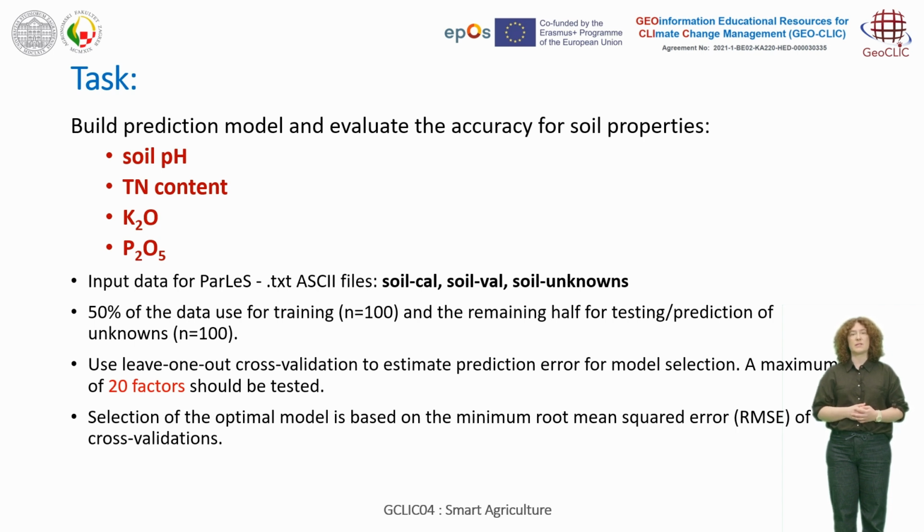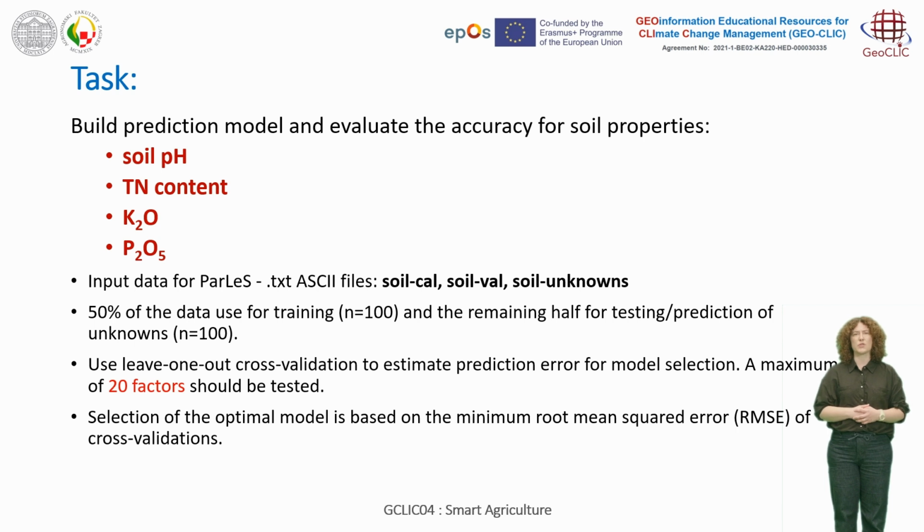Input data for the spectroscopy software Parallels would be TXT files, which you can find on the Moodle: soil cal, soil val, soil unknowns TXT files. You use 50% of the data for training, the total number of samples is 100, and the remaining half for testing or validation and predictions of unknowns.